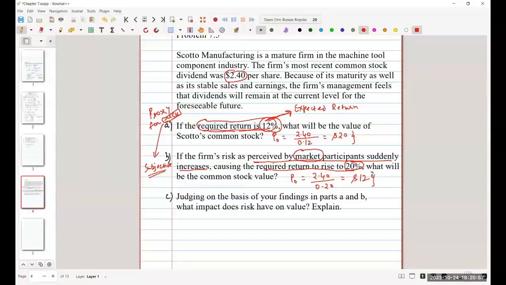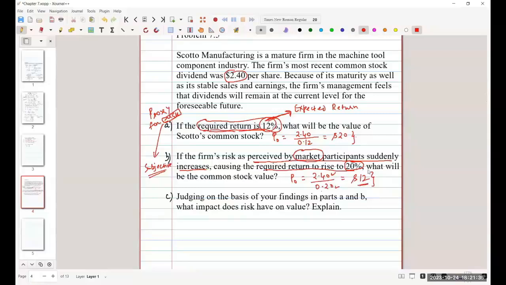From $20 per share, it is falling to $12 per share because though the risk has increased from 12 to 20%, the reward has not increased. The reward still remains the same, $2.40. Therefore, something has to give. So now if you have to continue to get $2.40, the same reward which you were getting earlier in part A, but now the same reward comes at an increased risk. Now the share is not as valuable as it used to be before, so you will be willing to pay a lesser amount for such a share, right?